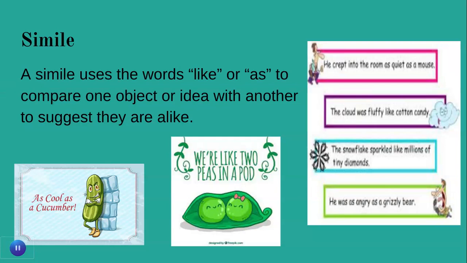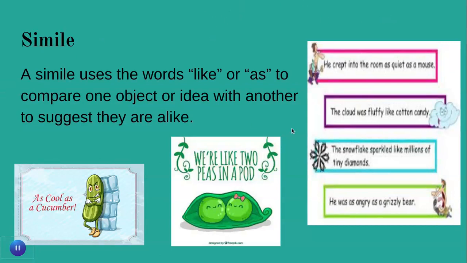So some more examples that are great, on your screen: he crept into the room as quiet as a mouse, meaning he's so quiet. The cloud was fluffy like cotton candy. Well, the cloud is obviously not really cotton candy. The snowflakes sparkled like millions of tiny diamonds. And he is as angry as a grizzly bear. These are just some examples of a simile.